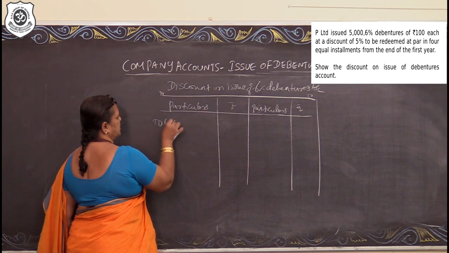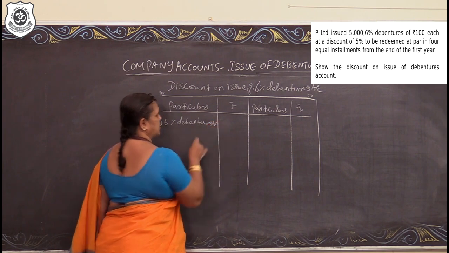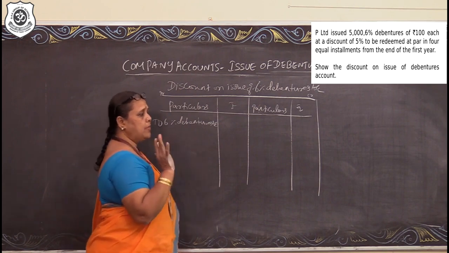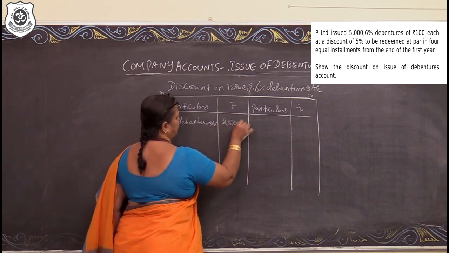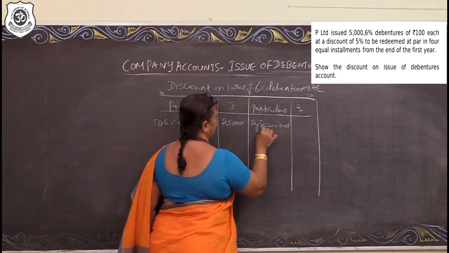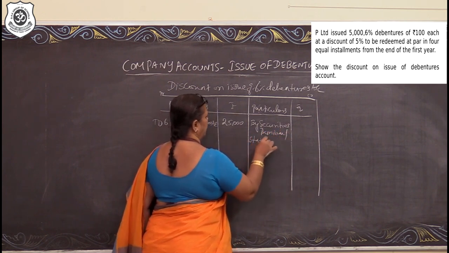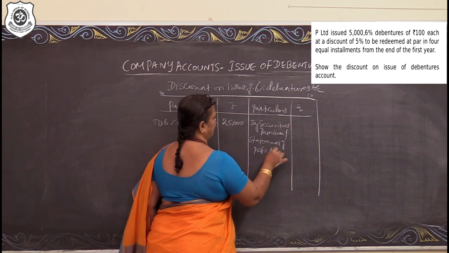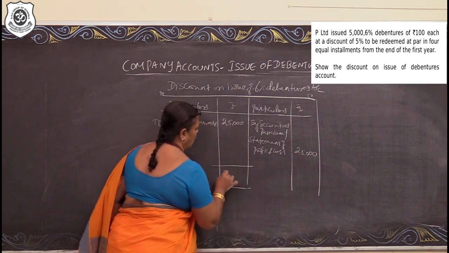To 6% debentures account will be 5 rupees, because 5% of 100 rupees is 5 rupees into 5,000 debentures, you have 25,000, by securities premium reserve or statement of profit and loss 25,000. So, the account will get closed automatically.